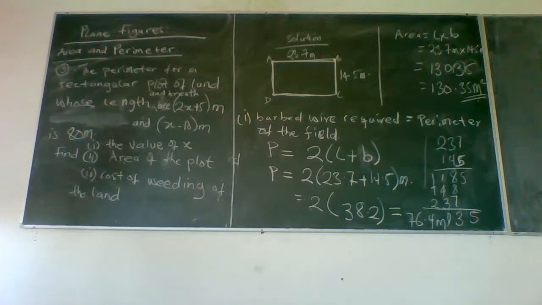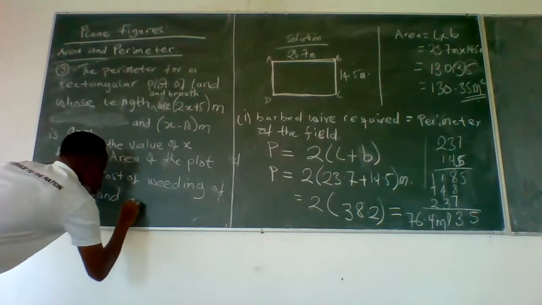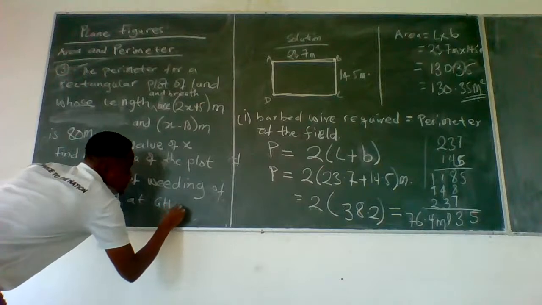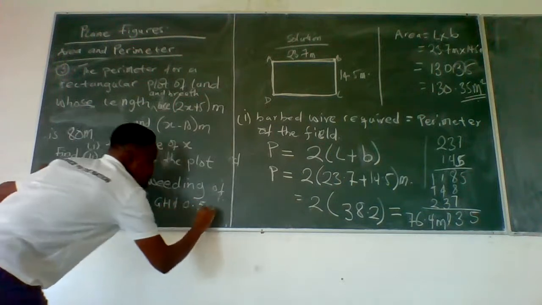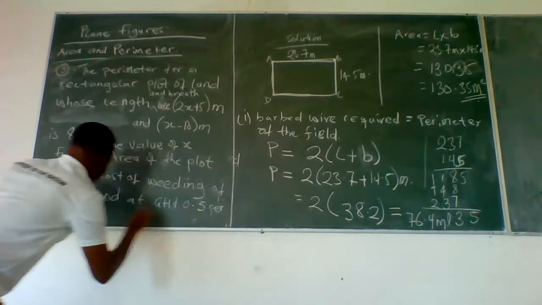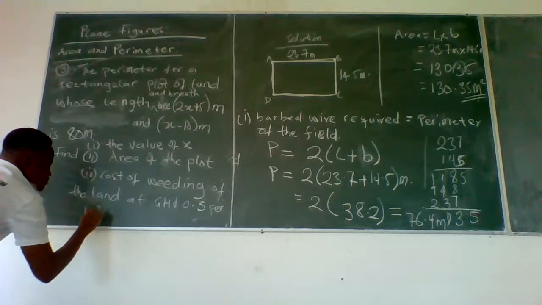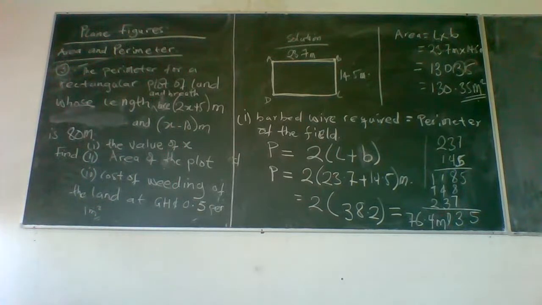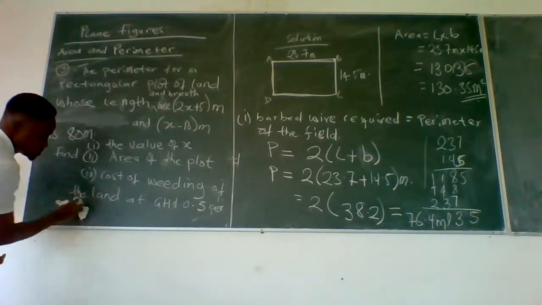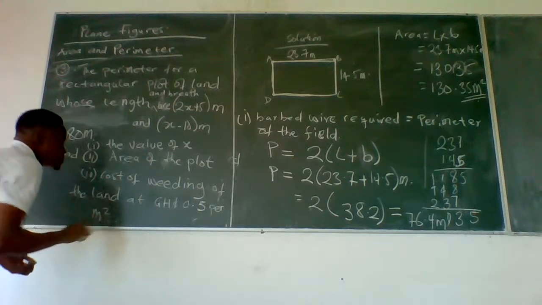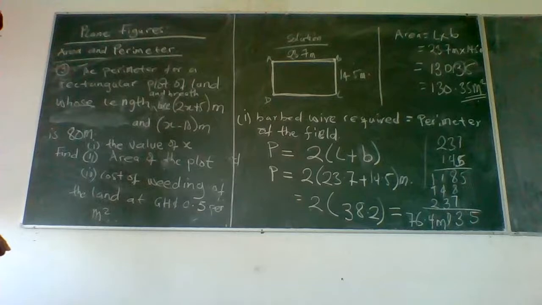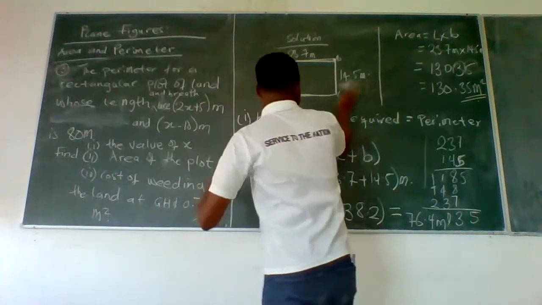at, say, 0.5 Ghana cedis, that is 50 pesewas, per 1 meter, or per meter square. The same as per meter square. So this is another problem that I want us to go through.